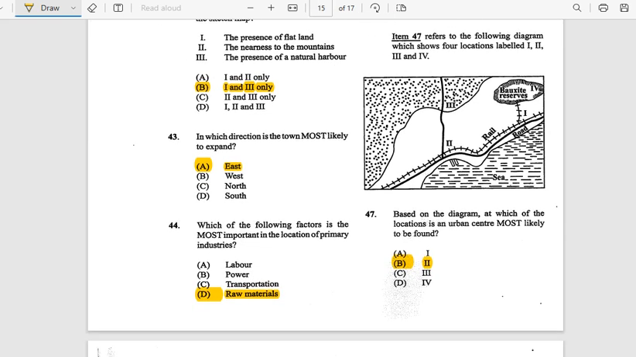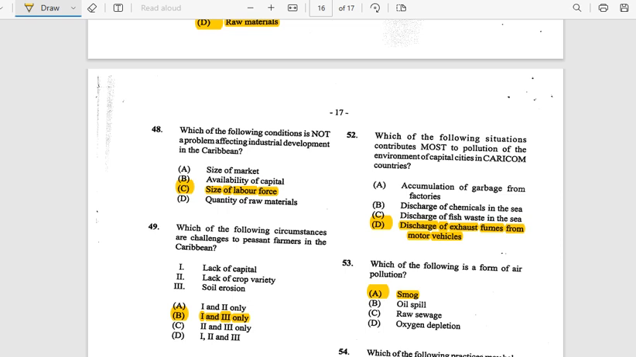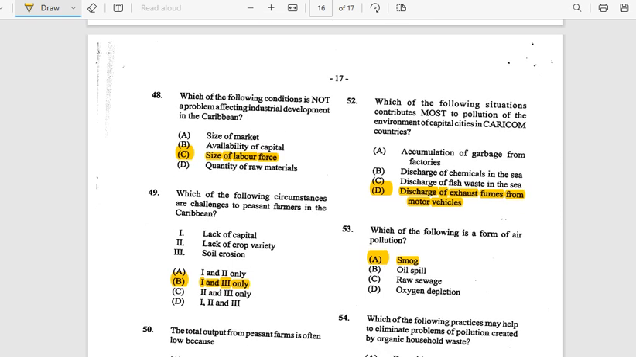Alright. Number 47. Based on the diagram, in which location is the urban center likely to be found? And it has to do with 2 right here. Alright. Number 48. It says, which of the following conditions is not a problem affecting industrial development in the Caribbean? It has to do with size and labor force.